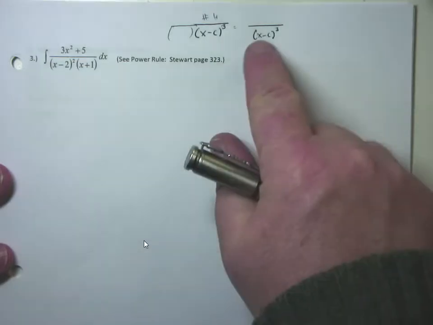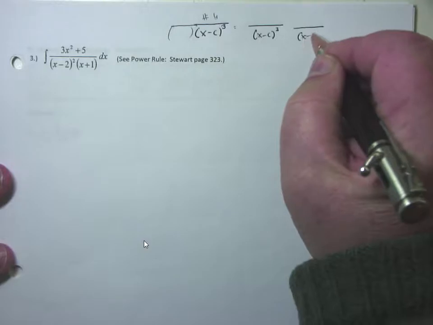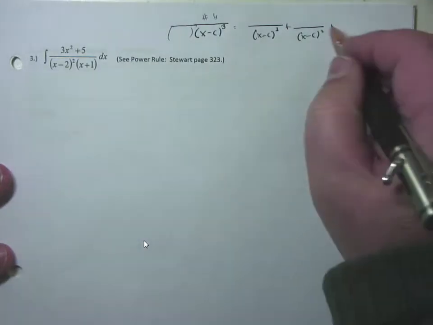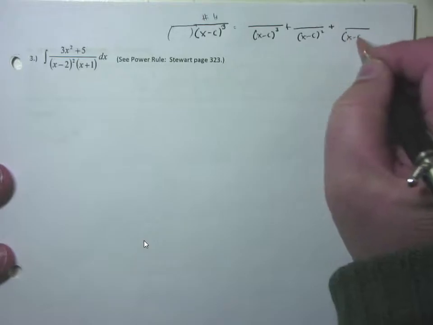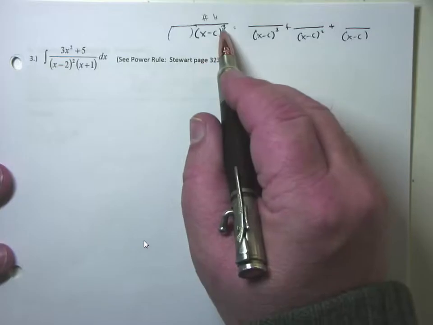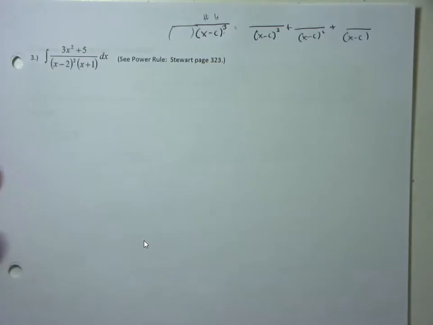What is a factor of x minus a constant cubed? Well, a factor of that would also be x minus a constant squared. And a factor of x minus a constant squared would also be a factor of x minus a constant. So not only does the factor of x minus c to that actual power have to be there, but all powers below it, down to 1, have to be there. This is part of the quote-unquote power rule for partial fractions.